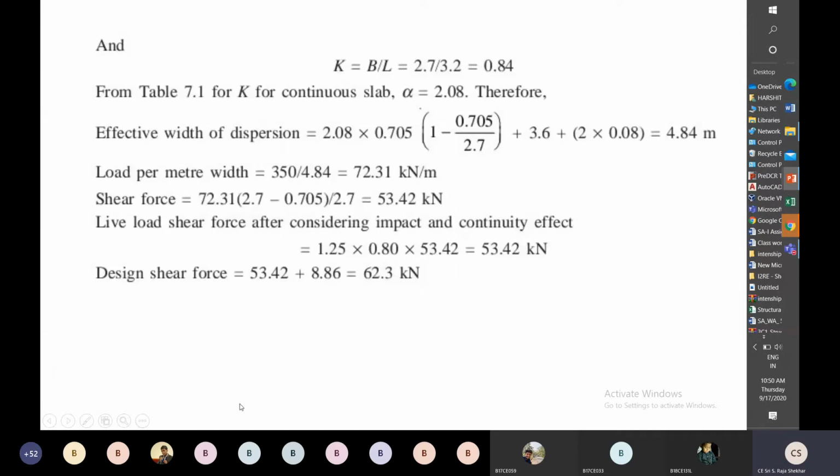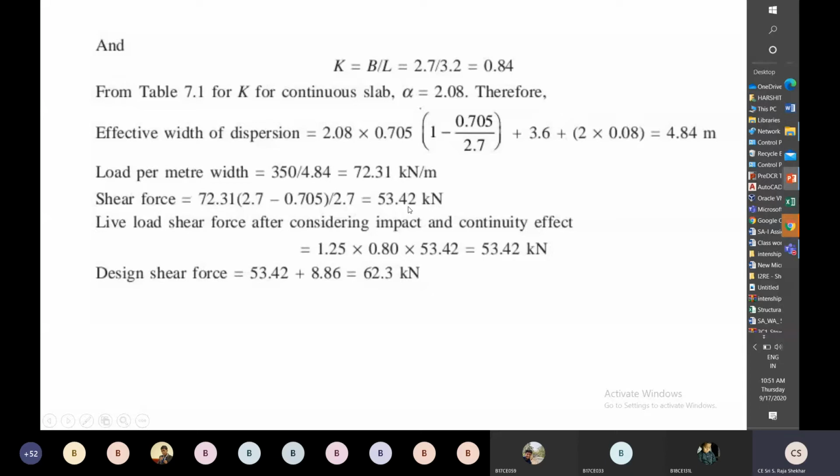If we calculate this, alpha is equal to 2.008, as we already saw. If we calculate the effective width of dispersion, we are getting 4.84 meters. From this you calculate the shear force, L minus x by L into the applied shear force per meter width. From that you will get the total shear force.